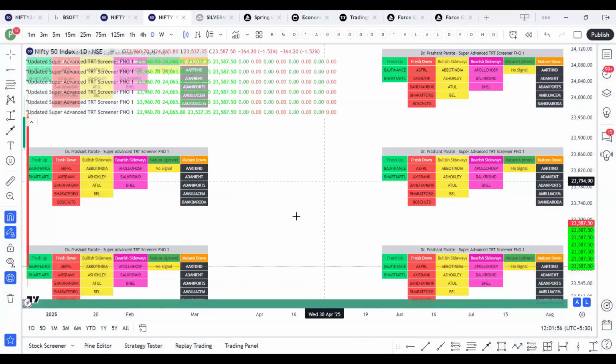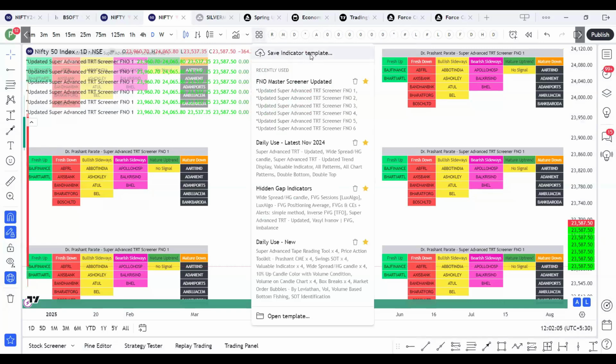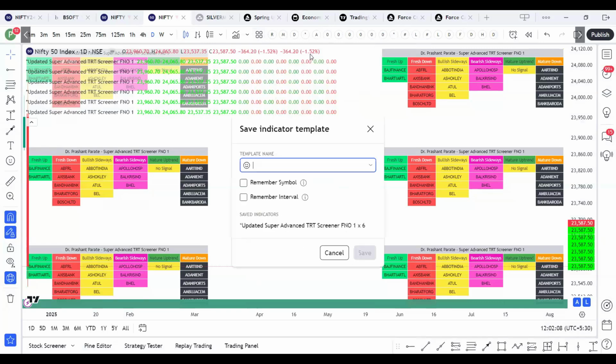Once all the names are changed, do you see this indicator template? Click here and save indicator template. When we click on save indicator template, it will ask the name of the template. You can save the name of this template as per your wish. If you want to remember the symbol, select this. If you want to remember the interval, select this. So this is on the daily time frame. If I select remember the interval and save this, then it will always open on the daily chart. Even if I have a 5-minute chart open and click on this template, it will open with a daily time frame.